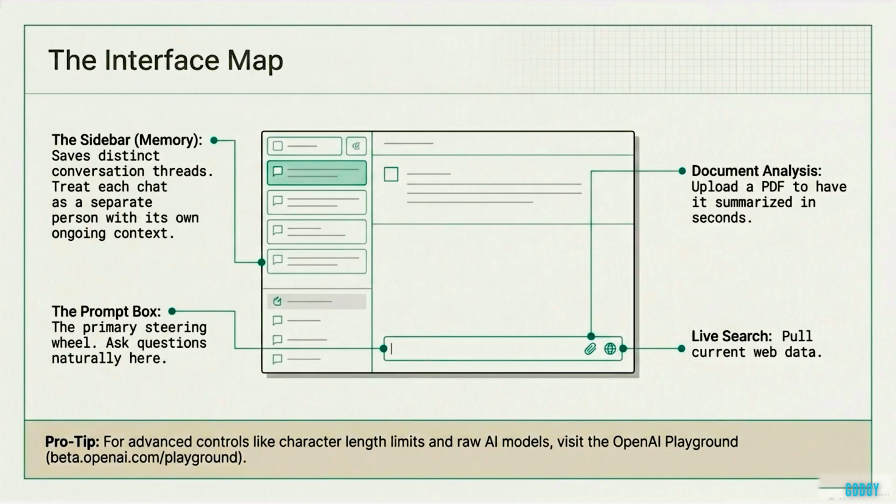When using the interface, the sidebar acts as memory, saving distinct chat threads with ongoing context. The prompt box is your primary steering wheel for asking questions naturally. Features like document analysis and live search expand the system's capabilities.